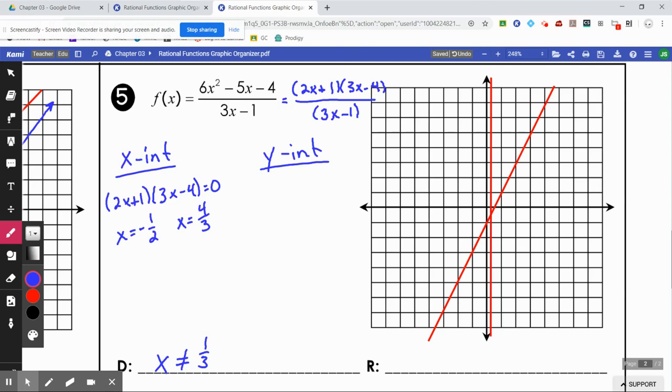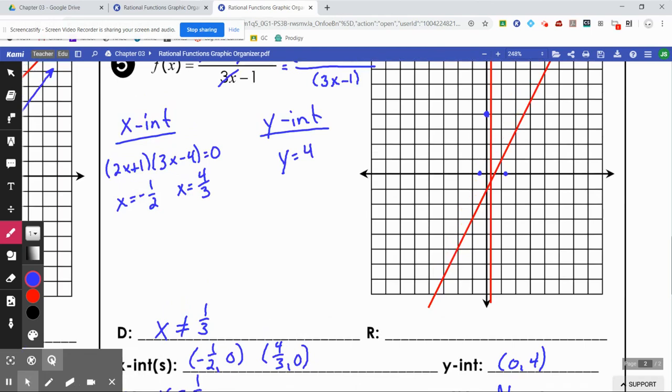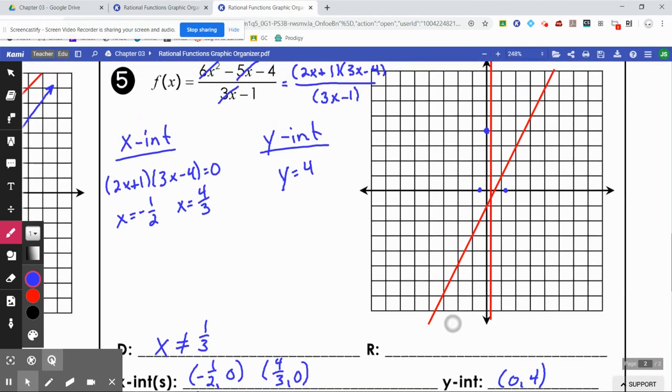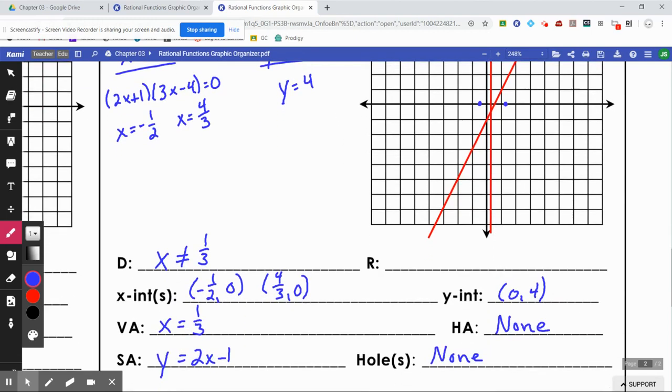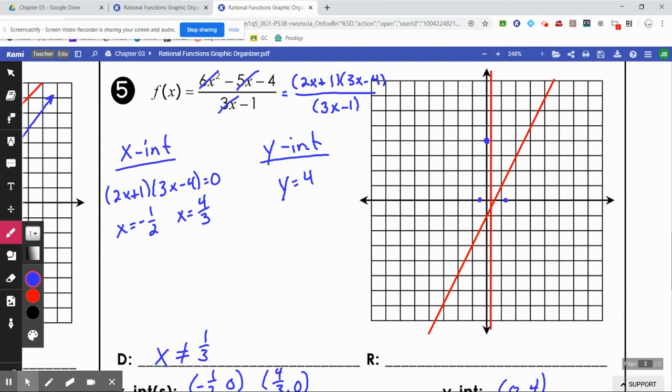To get your y-intercept, you can go back to your original since nothing canceled and plug in 0 for all your x's. Those will all cancel and leave you with negative 4 over negative 1, so therefore your y-intercept will be a positive 4. Let's go ahead and put those in our answer blanks and graph them. And there you can see the x-intercepts and the y-intercept graphed, and that should be plenty of information to actually complete our graph. So let's connect our dots and see what it looks like.